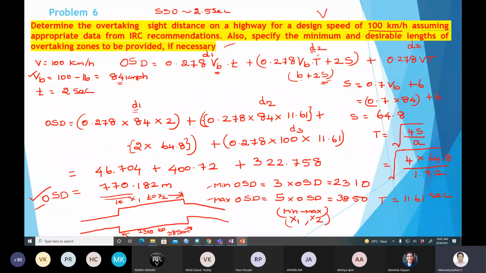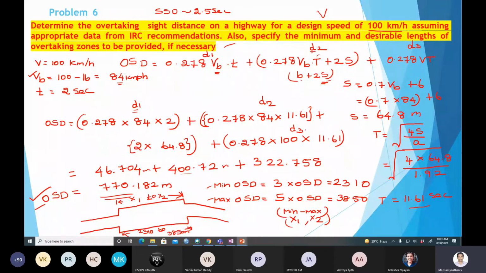So VB is 84 when you are applying. You come to know the spacing between B1 and B2 is 64.8 meter. Also, we derived the equation for the capital T: root of 4S divided by A. S is 64.8, and A we assume 1.92 for the 100 kilometer per hour. When you are applying, the time we are getting is 11.61 seconds. So while applying all the values, including the speed of the vehicle B, you come to know D2 is nothing but 400 meter.